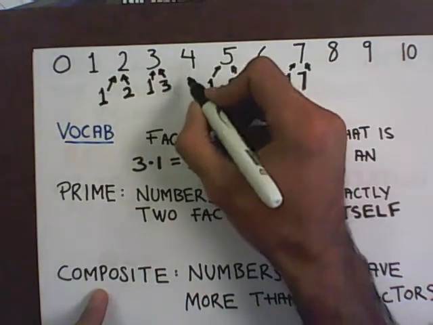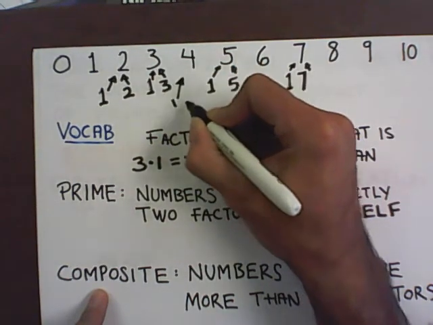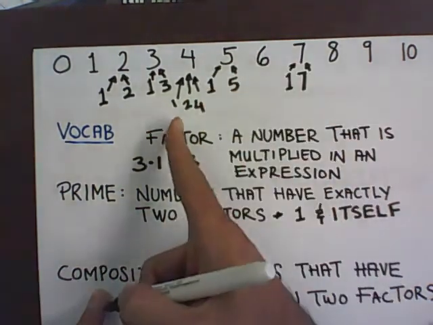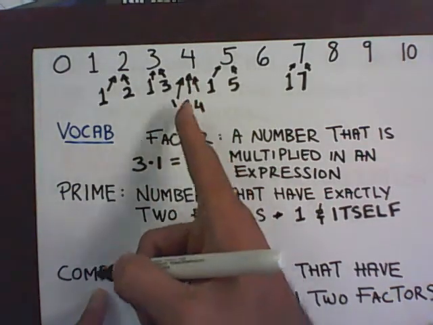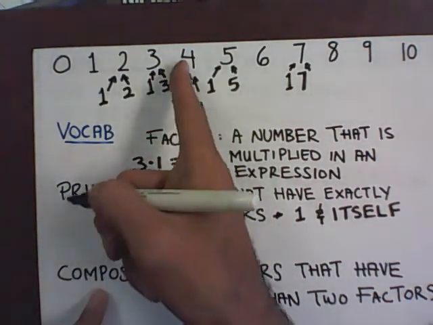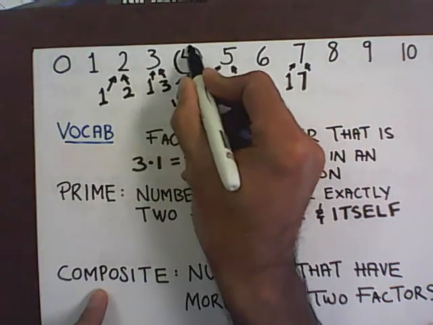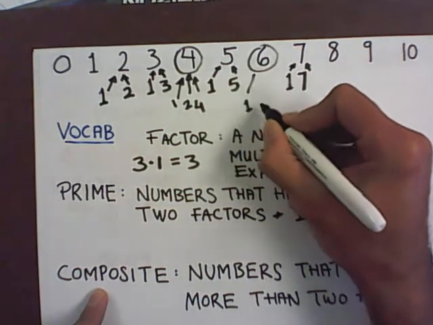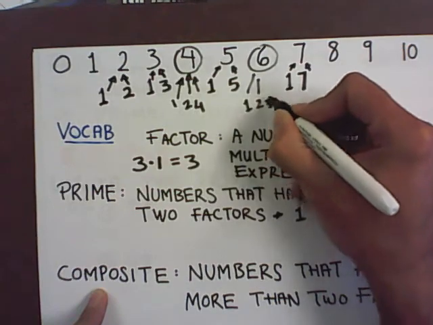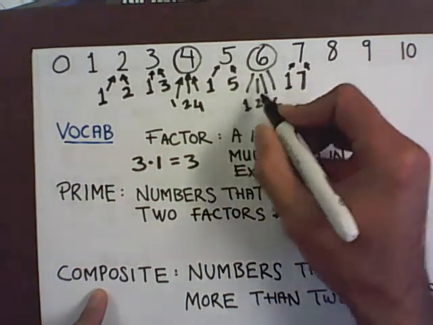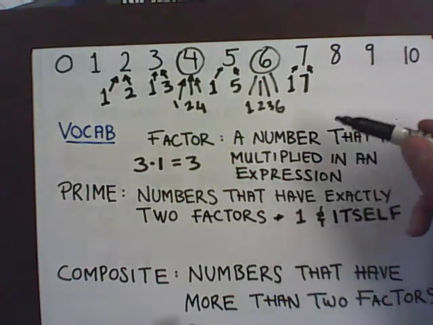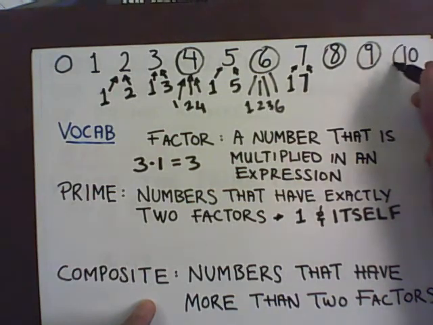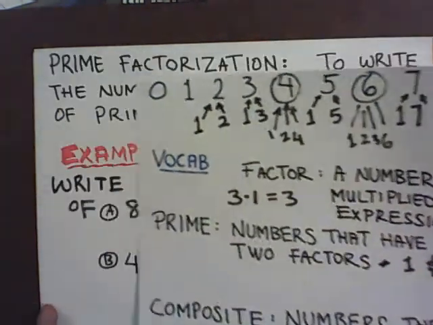So 4 will be a composite because 1 goes into 4, 2 goes into 4, and then 4 goes into 4. So this one has more than 2 factors. So this is a composite number. I'm going to circle the composite numbers. 4, 6. 1 goes into 6, 2 goes into 6, 3 goes into 6, 6 goes into 6. So that's more than 2 factors. 8 is also a composite, 9 is a composite, 10 is a composite number.